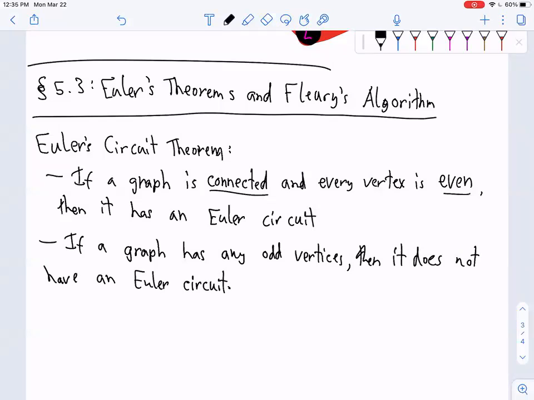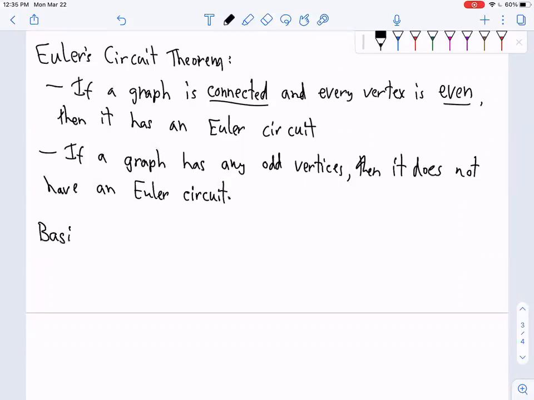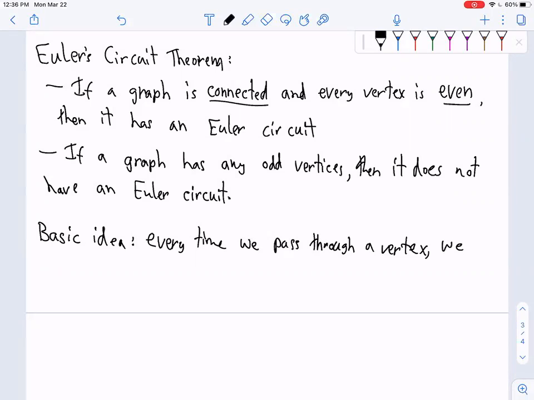And we'll discuss this a little bit more, but I wanted to say the basic idea behind this is that every time we go through a vertex, meaning we take an edge to that vertex and then away from that vertex, every time we pass through a vertex, we go in and we go out. So we take one edge in, we take one edge out. That's a total of two edges.